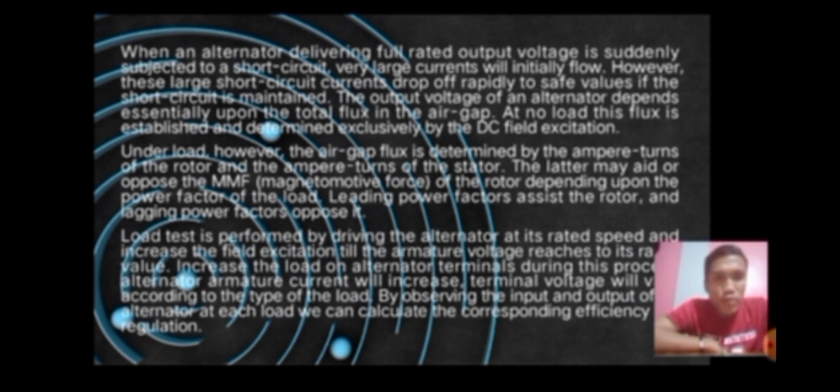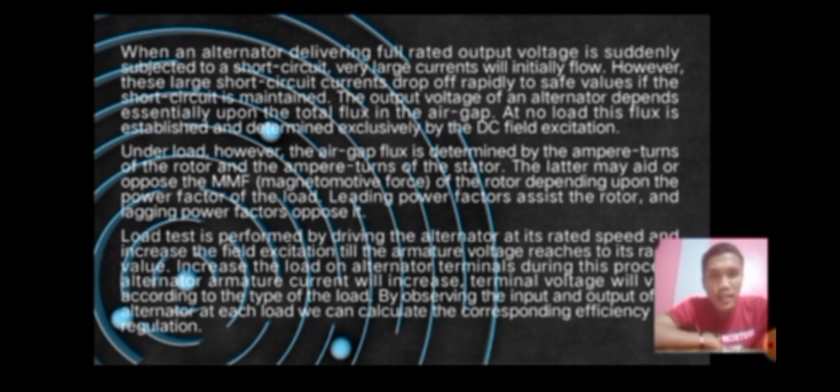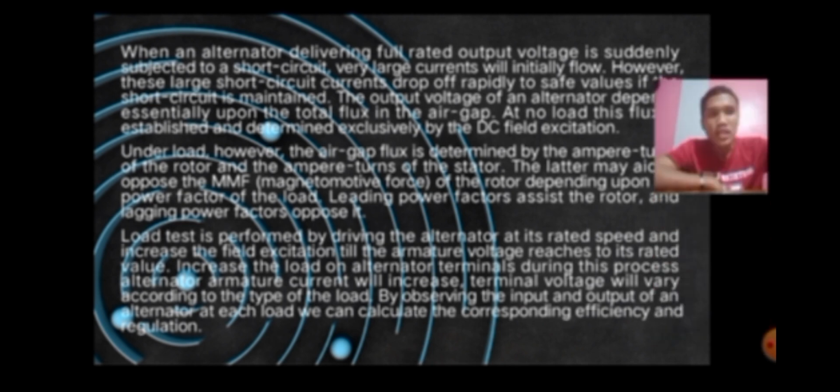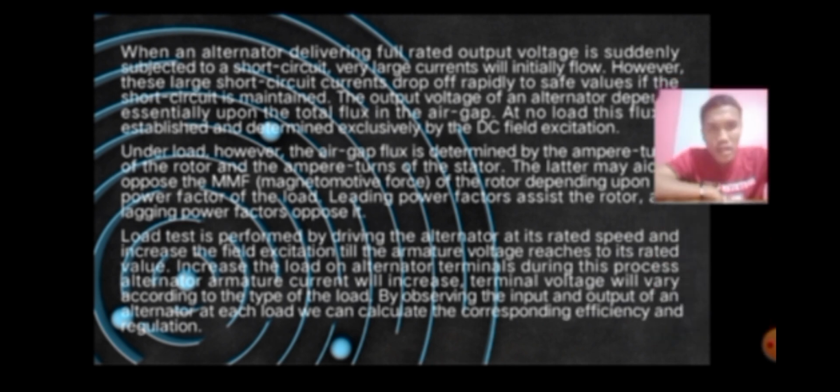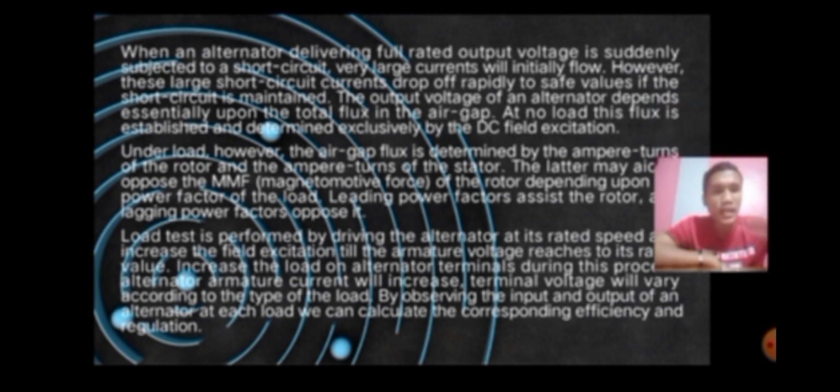Load test is performed by driving the alternator at its rated speed and increasing the field excitation till the armature voltage reaches its rated value. Then increase the load on the alternator terminals. During this process, alternator armature current will increase. Terminal voltage will vary according to the type of the load. By observing the input and output of an alternator at each load, we can calculate the corresponding efficiency and regulation.